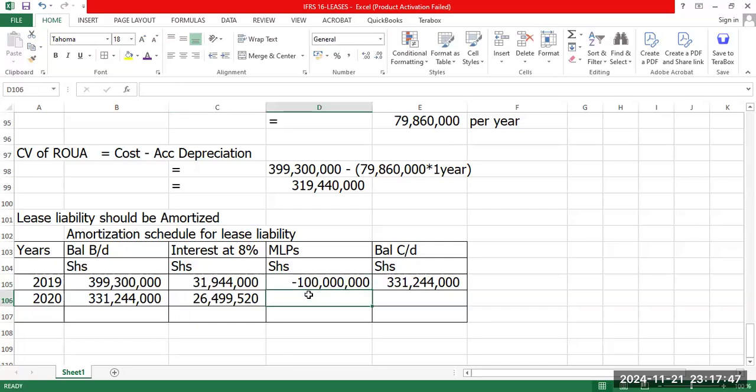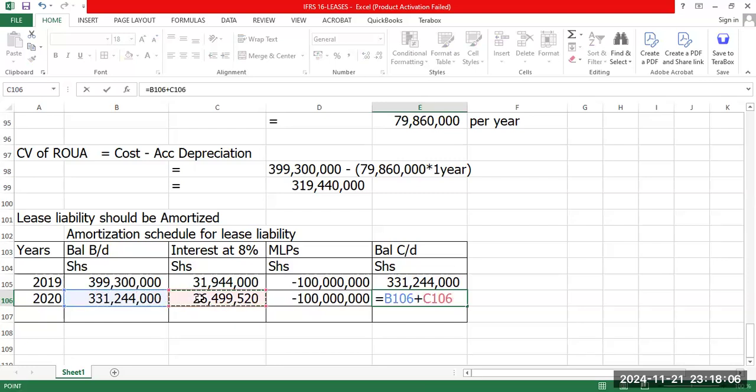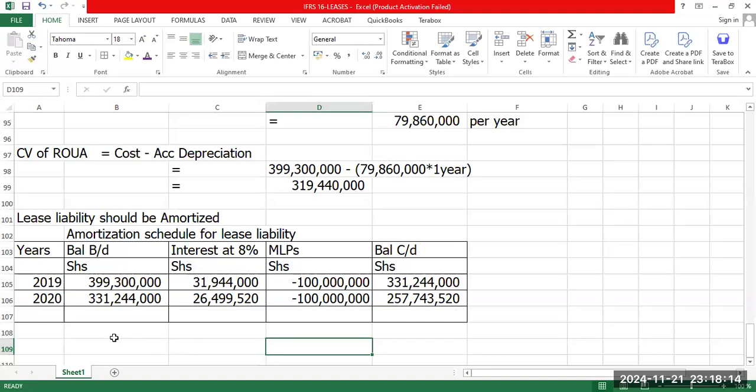This one will be the same. This one is the minimum lease payment. Remember, you have every end of the year you are paying 100 million. So this one must remain constant. So here you get this figure plus the interest, then minus minimum lease payment. You stop there.